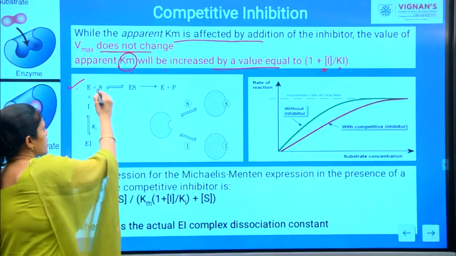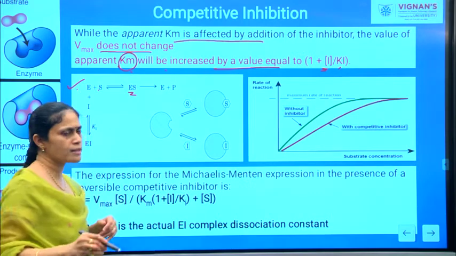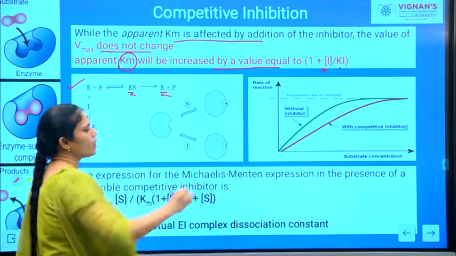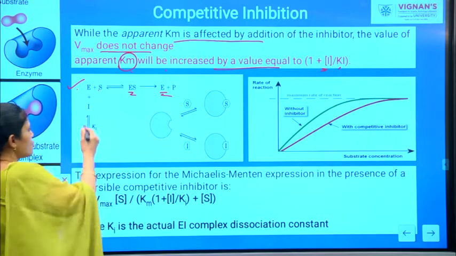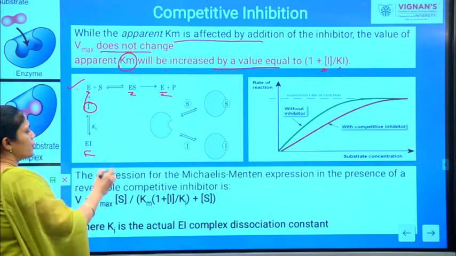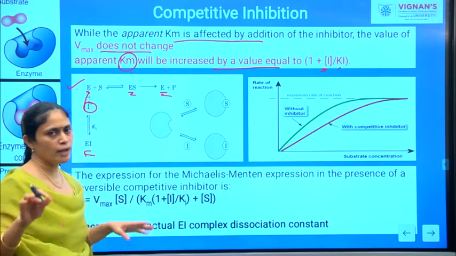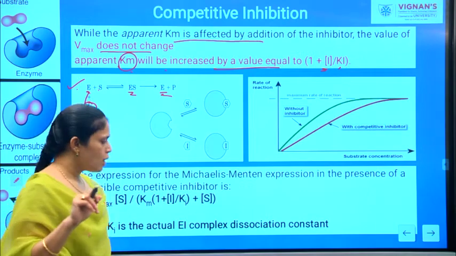There is the enzyme, and the substrate is coming and binding to the enzyme in order to form the enzyme substrate complex, which results in the formation of the enzyme product. But in the presence of an inhibitor, this inhibitor goes and binds to the enzyme to give the enzyme inhibitor complex, because of which there won't be any formation of your product.